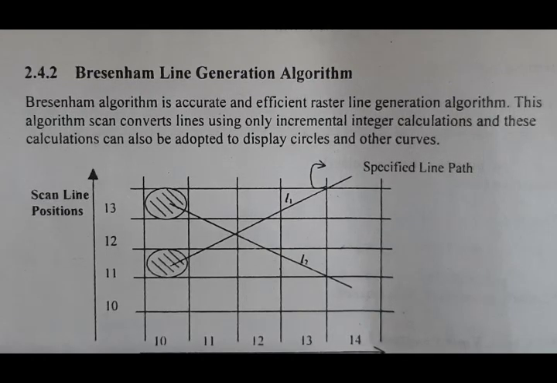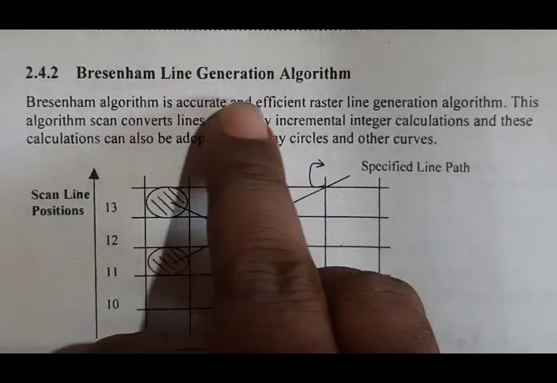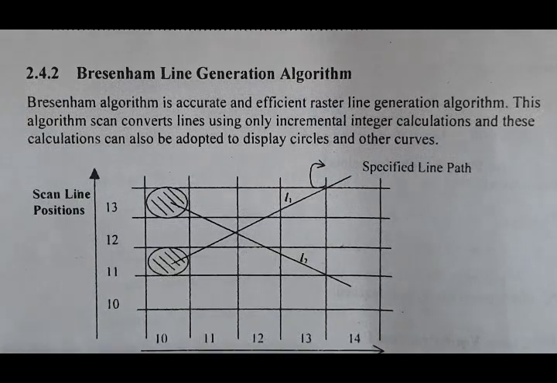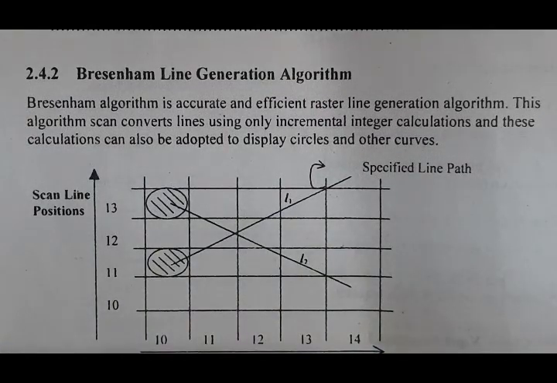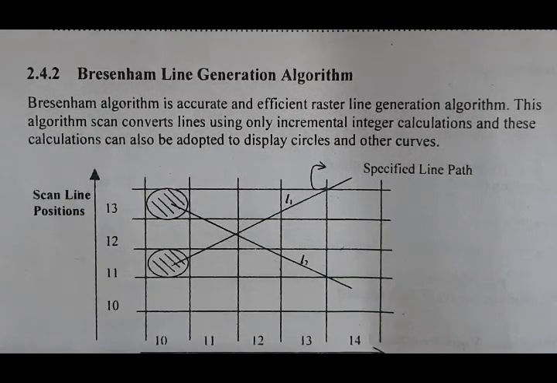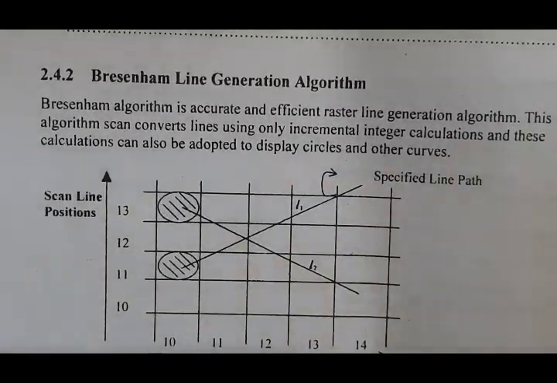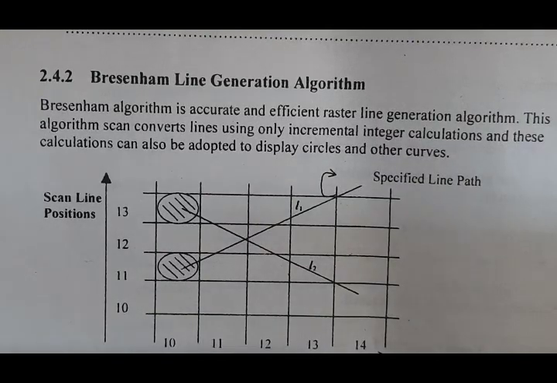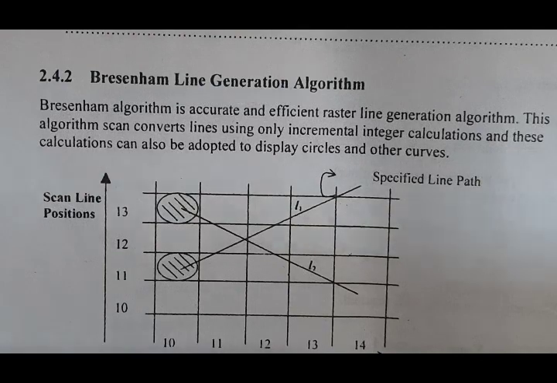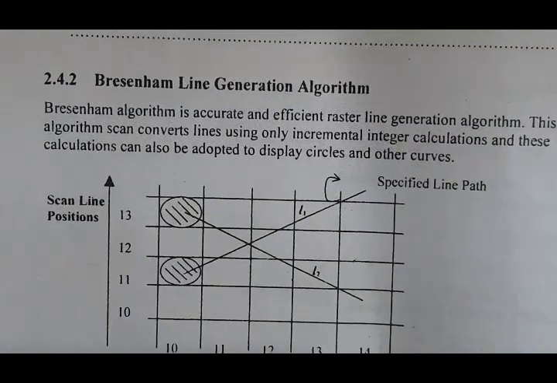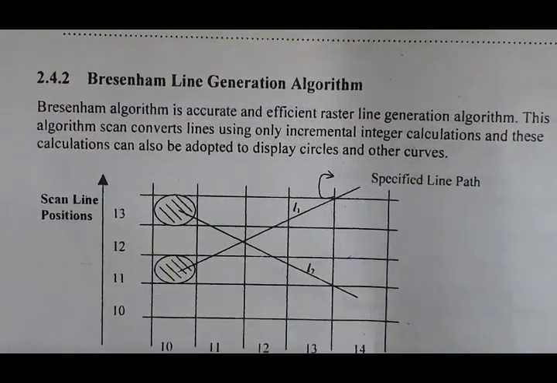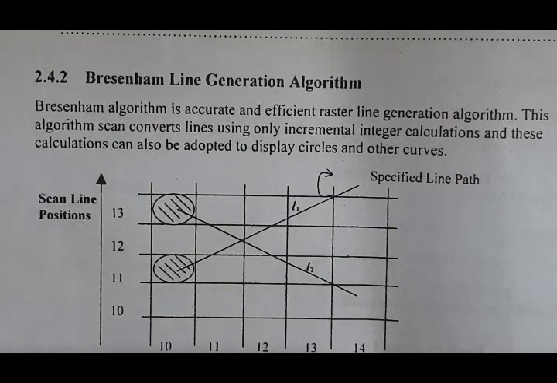Hello friends, now we'll discuss the Bresenham line generation algorithm. In the last video you learned the DDA algorithm. There are some disadvantages of the DDA algorithm. What are they? The line is not smooth, you will not get an exact straight line, and it uses floating point also. You learned that in the last video, no? The DDA algorithm uses floating point.